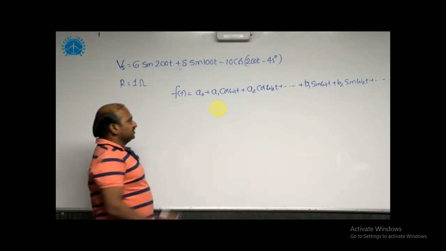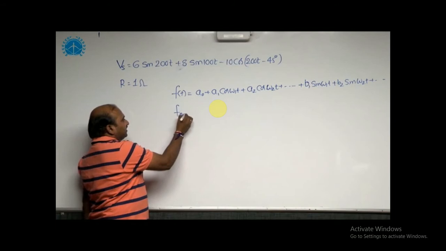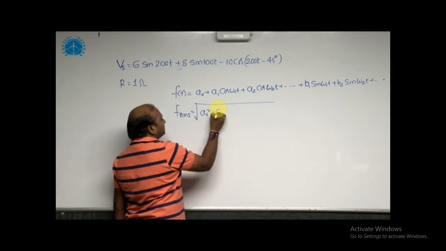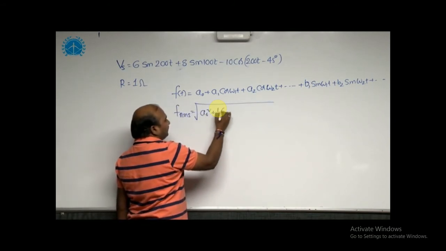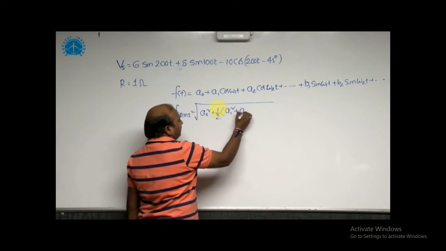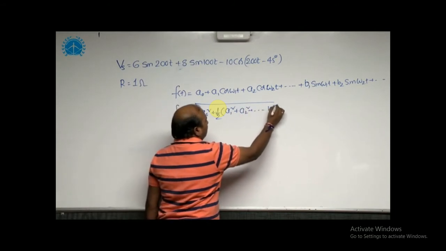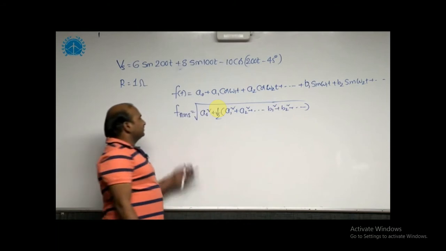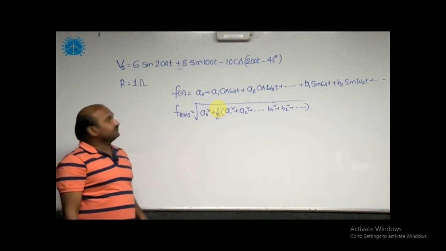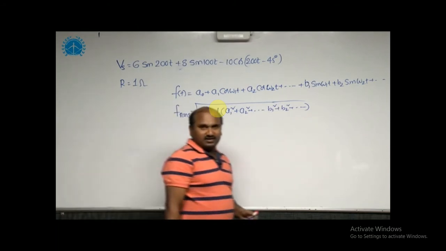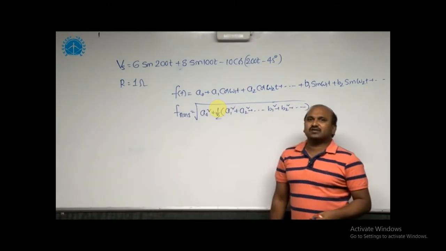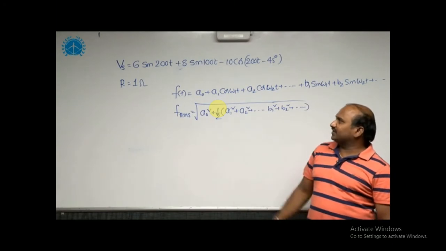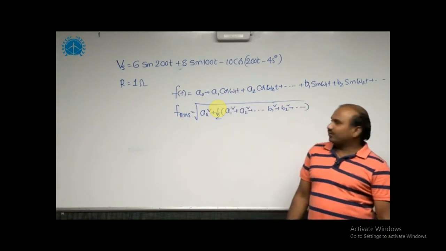If you consider the RMS value of this function, we can take f of RMS is equal to under root a0 square plus 1 by 2 times of a1 square plus a2 square plus so on, b1 square plus b2 square. This is the function RMS value. Here also, whenever any voltage function is given, the circuit values are always RMS values. To define the RMS value for this applied voltage, we need to take this formula.